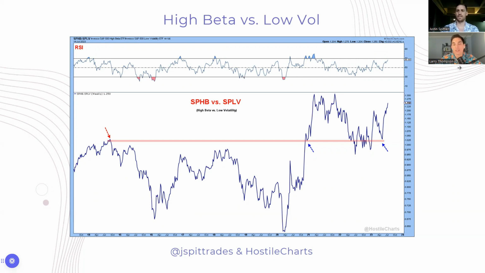No, it's a bubble. Yeah. So looking at high beta versus low vol, right? There's been a beta chase, and it's not a coincidence that we had this fake out and then breakout. That's what tends to happen. Technicals, right? There are areas of interest.